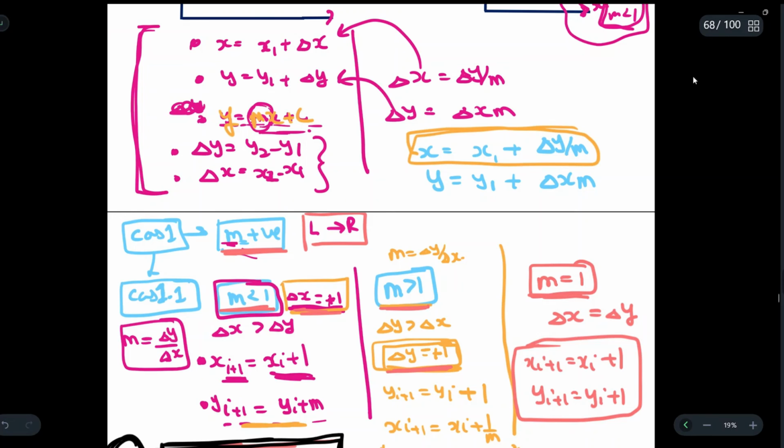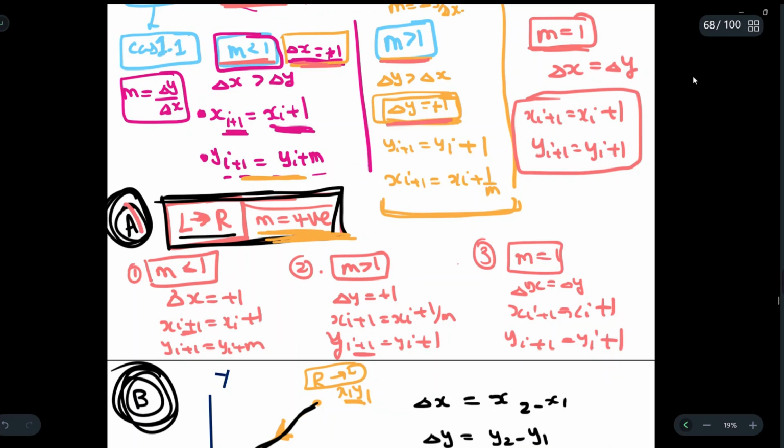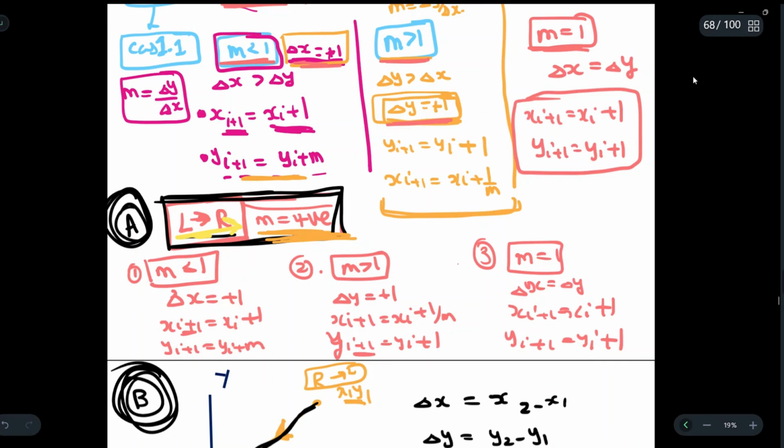Then we took our part A, in which we are moving from left to right, and the value of m is positive. The first case that we took was m is less than 1, then we took x plus 1, then we found out the next x and y coordinates. Similarly, we took the coordinates for m greater than 1, and similarly found the coordinates for m is equal to 1. Now this was the case when we are moving from left to right.